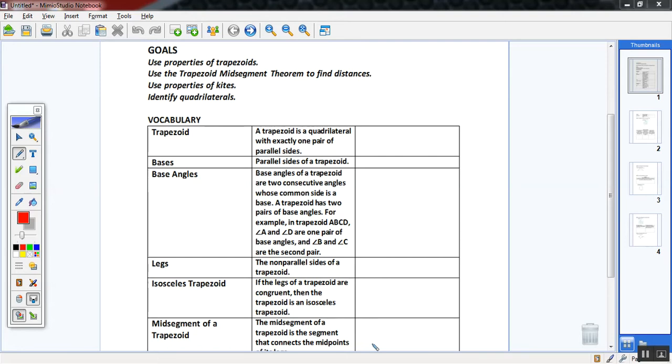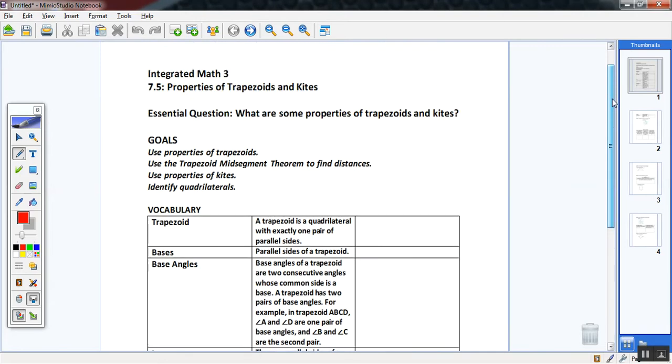Okay, kids, last section, chapter 7, I told you. Here we go. All right, here we go.